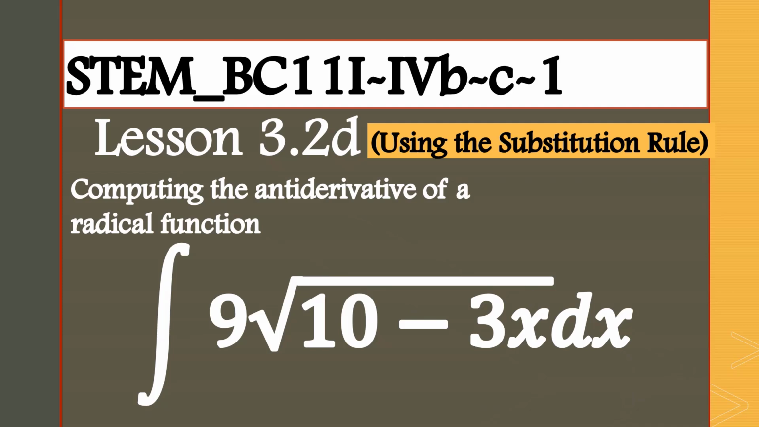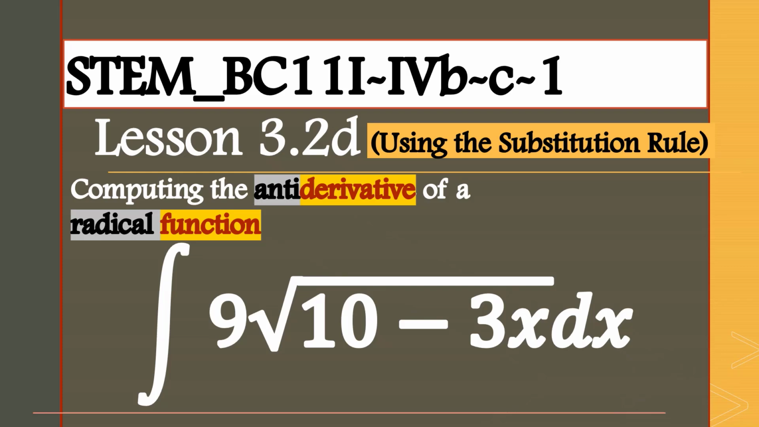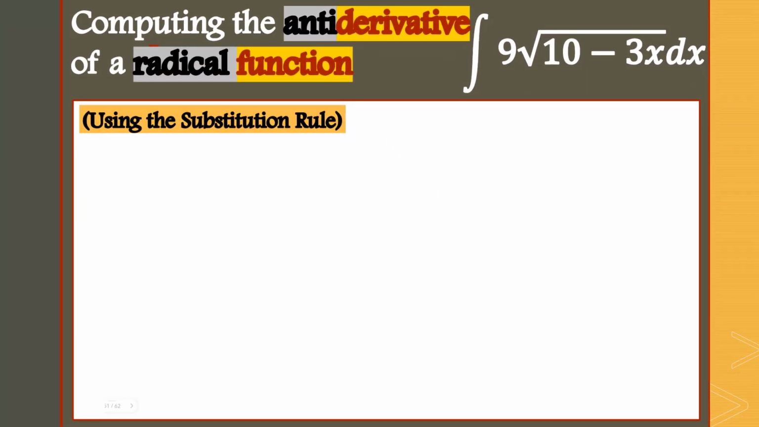Let's compute the antiderivative of this given radical function using the substitution rule. The same given was already provided in the previous video, and we were able to solve the antiderivative using the chain rule. By the way, just for us to be guided, the answer for the chain rule must be the same as the answer using the substitution rule.